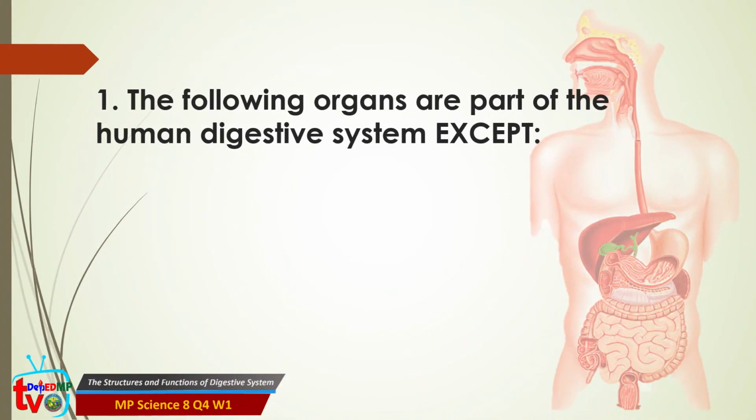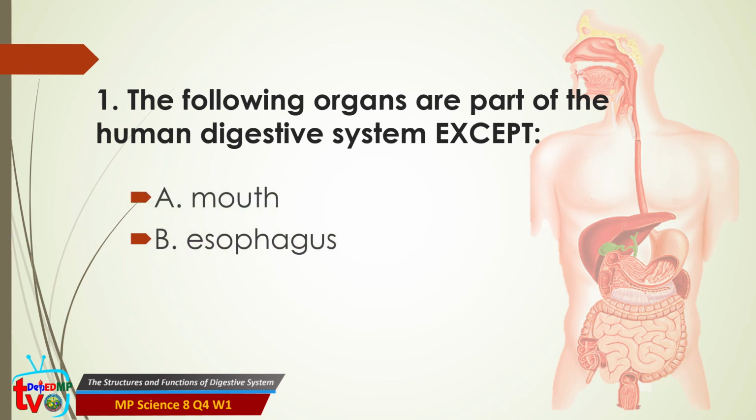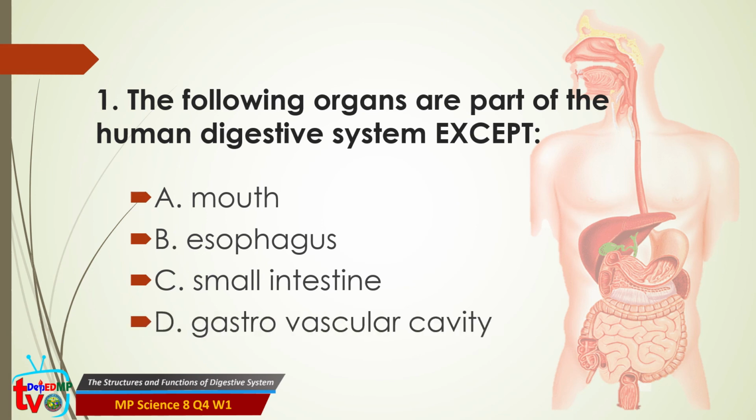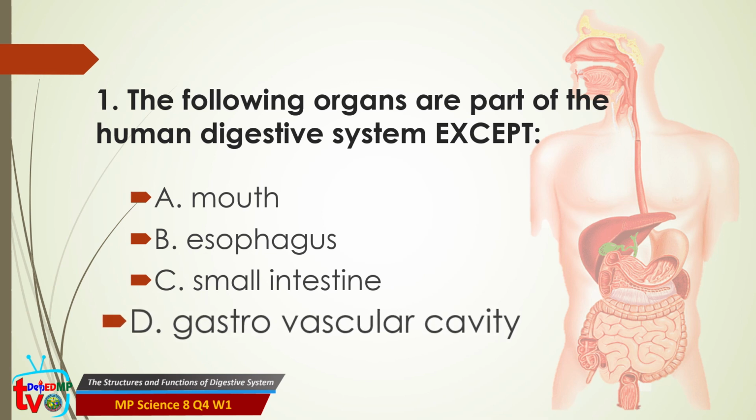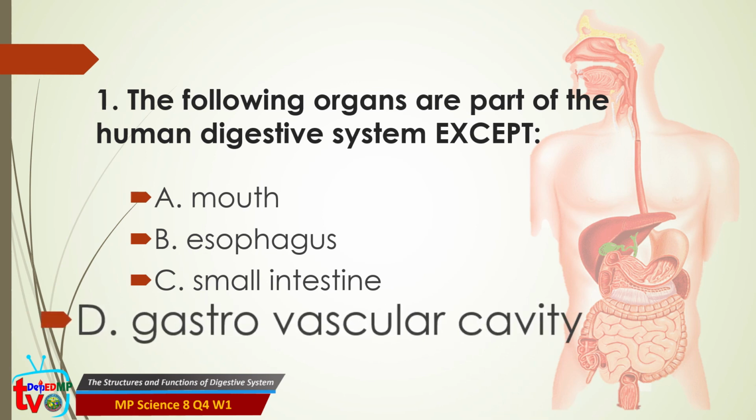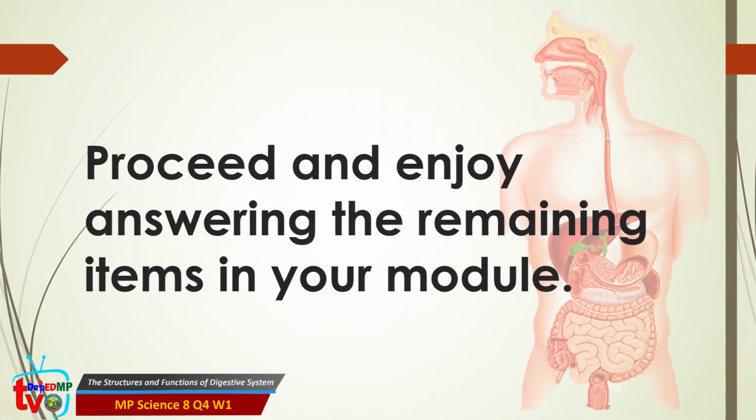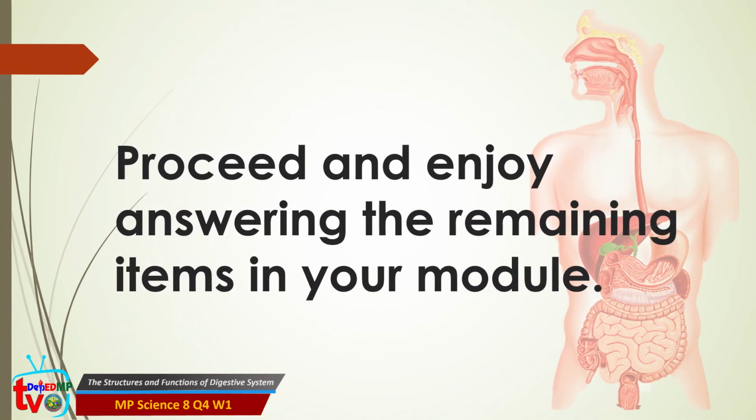The following organs are part of the human digestive system except: A. Mouth, B. Esophagus, C. Small intestine, D. Gastrovascular cavity. And the answer is letter D, gastrovascular cavity. Proceed and enjoy answering the remaining items in your module.